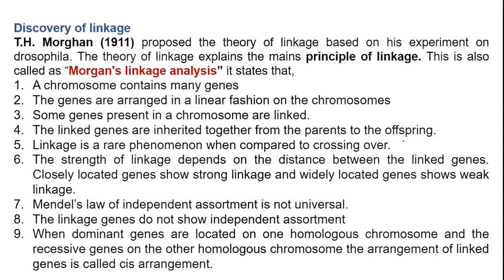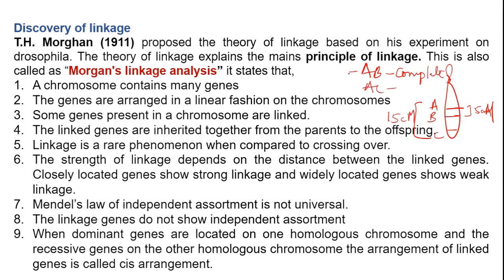Linkage is a rare phenomenon as compared to crossing over. We know that crossing over is 99%, the genes will be crossing over, and recombination frequency will be more, and linkage will be a very rare phenomenon. And the strength of the linkage depends upon the distance between the linked genes. Here you can see this is a chromosome, and A, B and C are there. A and B have 5 centimorgan distance, and A and C have 15 centimorgan distance. In that case, the AB combination comes under complete linkage, strong linkage, as compared to the AC combination.